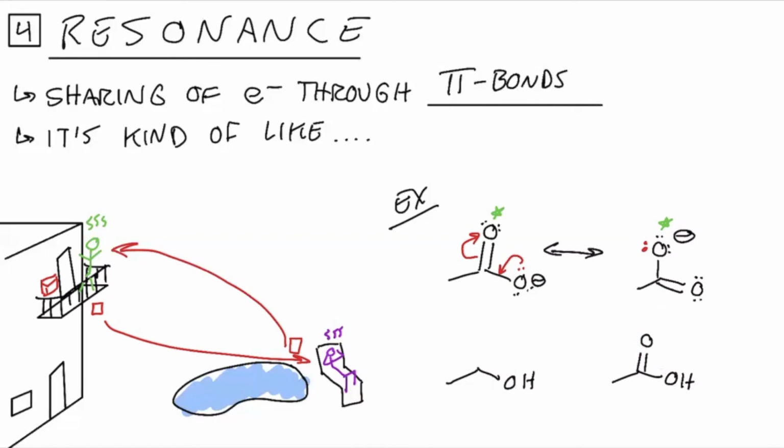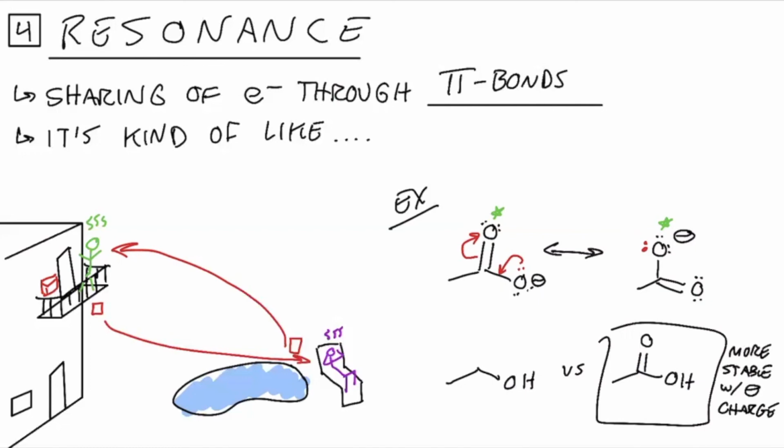So when we're looking at, again, comparing these 2 directly to one another, the carboxylic acid is going to be more stable with the negative charge than the OH by itself would be. Okay, so there's a very quick primer on resonance and what it means to resonate.